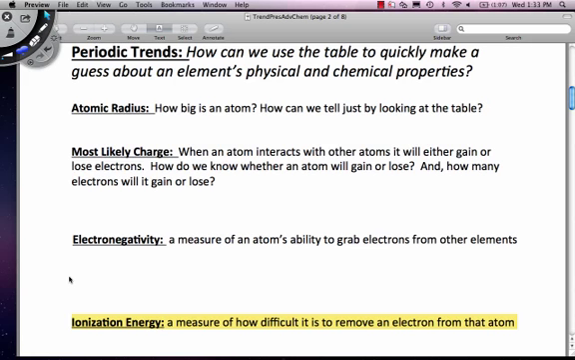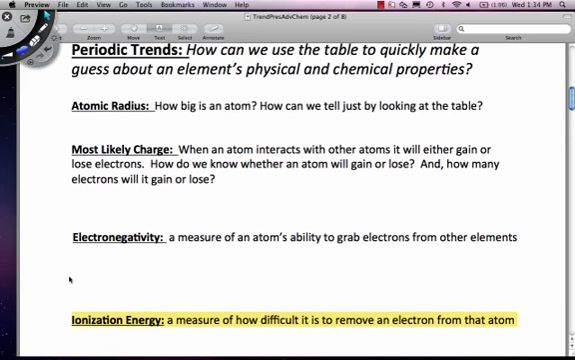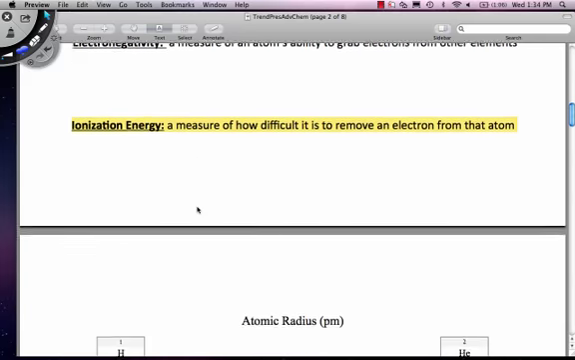So if it has a high ionization energy, it means it really wants to hold on to its own electrons, and you'd have to work really hard to steal them. And if it has a low ionization energy, that means it's more or less willing to just give those electrons away. So the first thing we're going to take a look at in this video is atomic radius and most likely charge. And we'll do a future video about electronegativity and ionization energy.